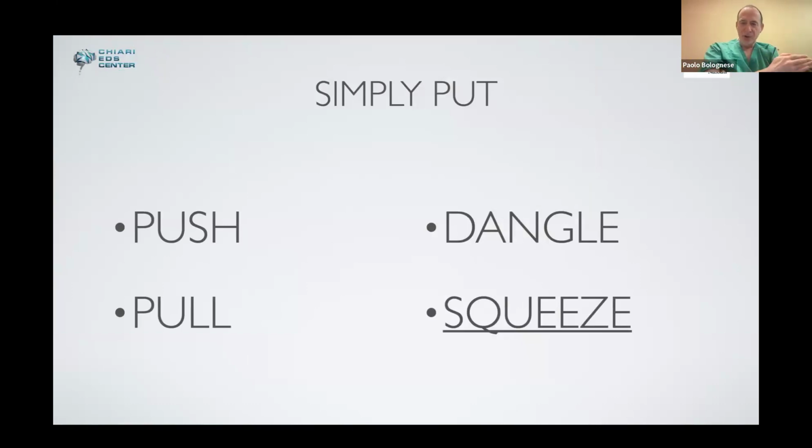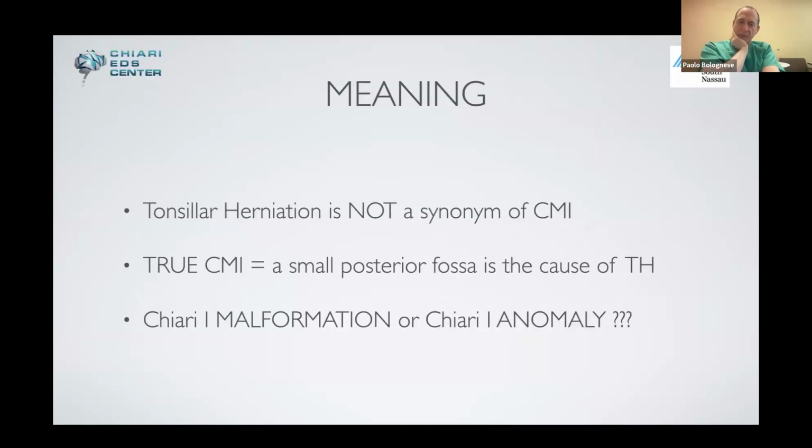The tonsils can be pushed, pulled, or squeezed out of the skull, or it can simply dangle because the tissue is loose, like in certain connective tissue disorders. What's the meaning? The meaning is that tonsil herniation is not tantamount or a synonym to Chiari malformation. It should just be restricted when the tonsils are squeezed out of the skull by a volumetrically small posterior fossa due to a mesenchymal disorder.